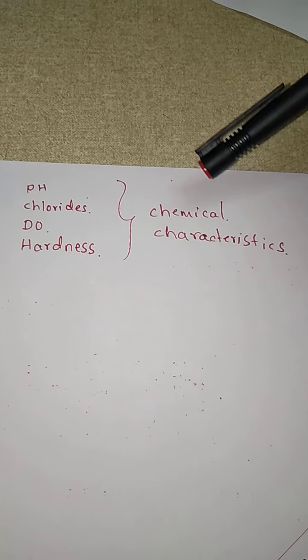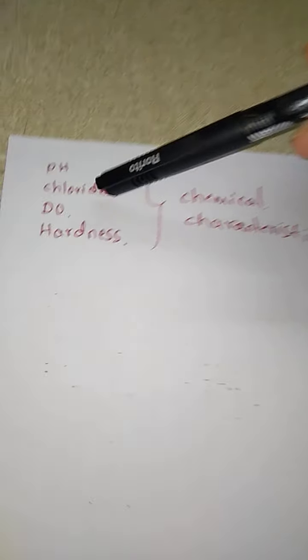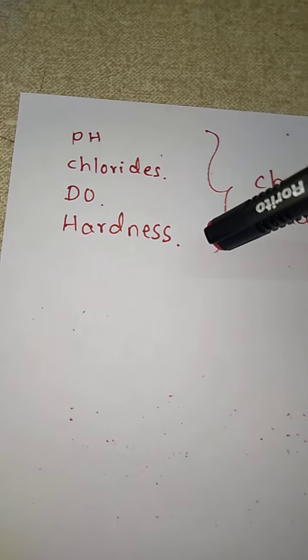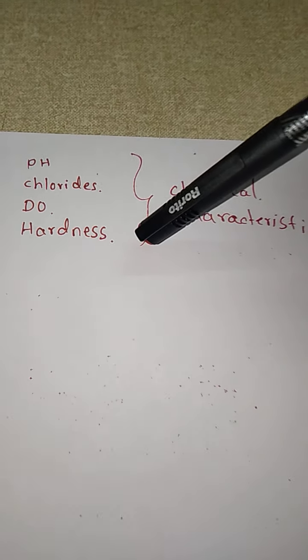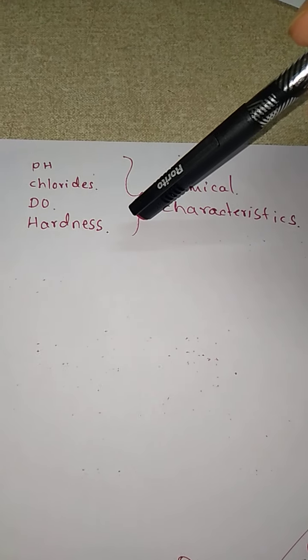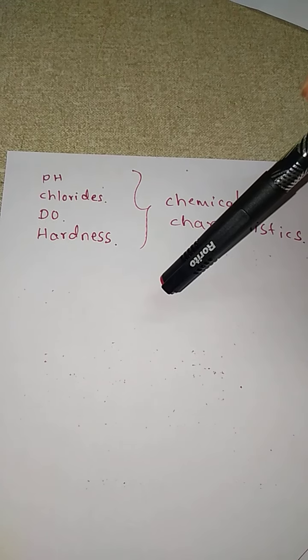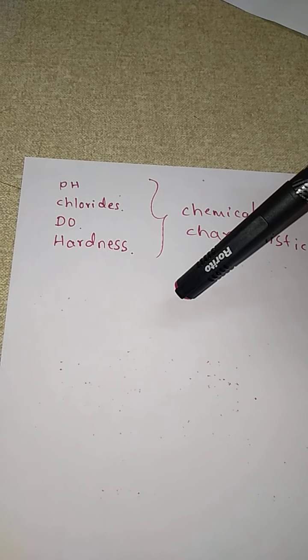So in today's class, we have discussed some of the chemical parameters: pH, chloride, DO, and hardness. In tomorrow's class, we are going to discuss nitrate, sulfate, and then BOD and COD. These four parameters we are going to cover in tomorrow's class.